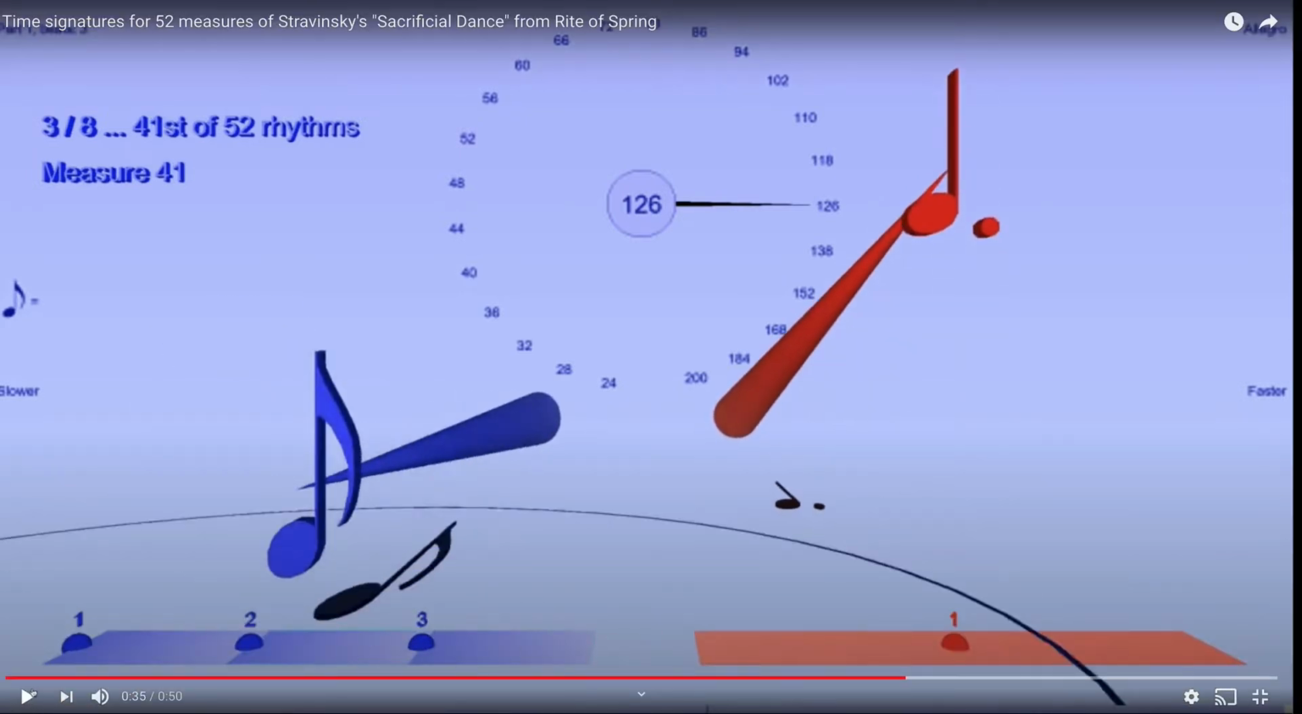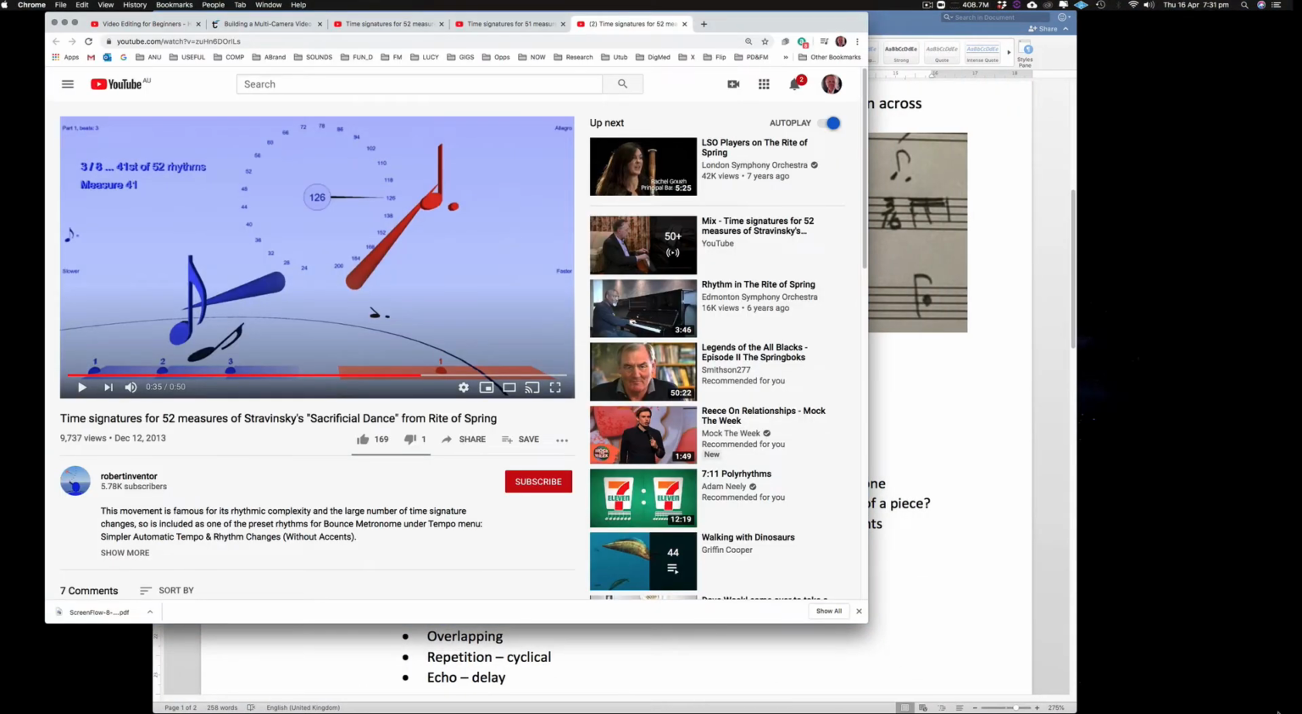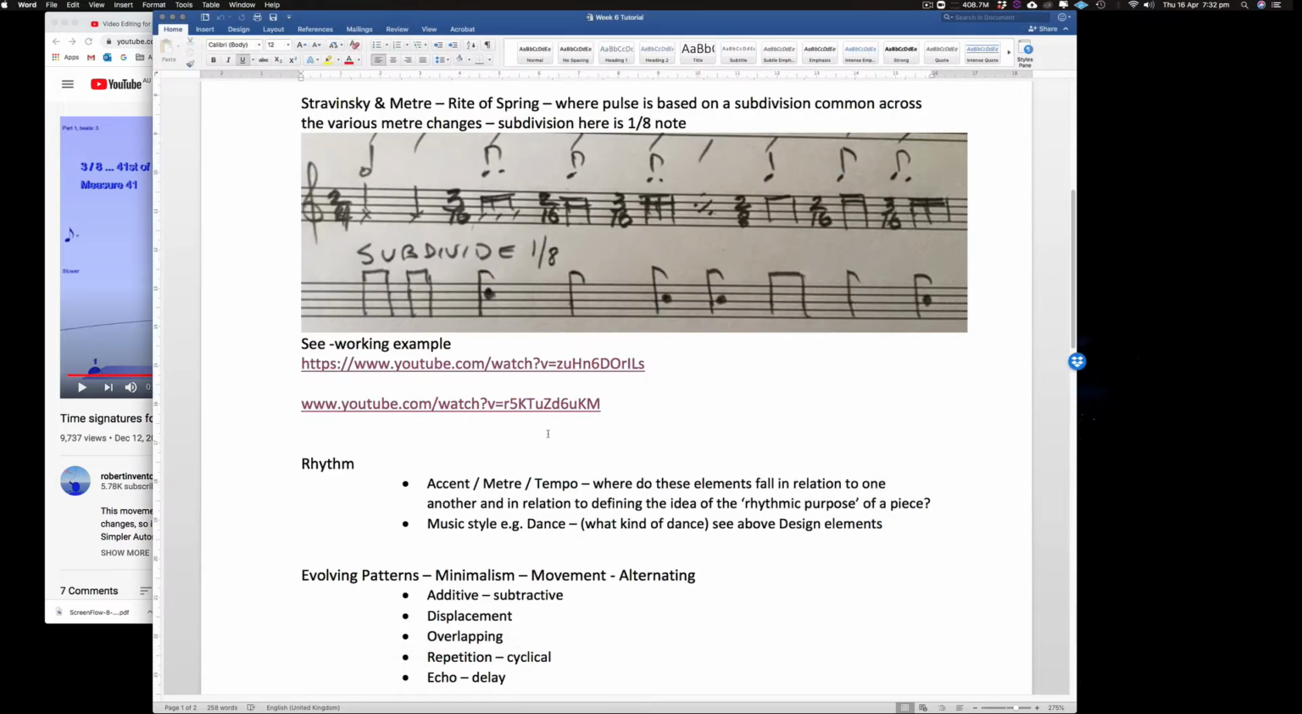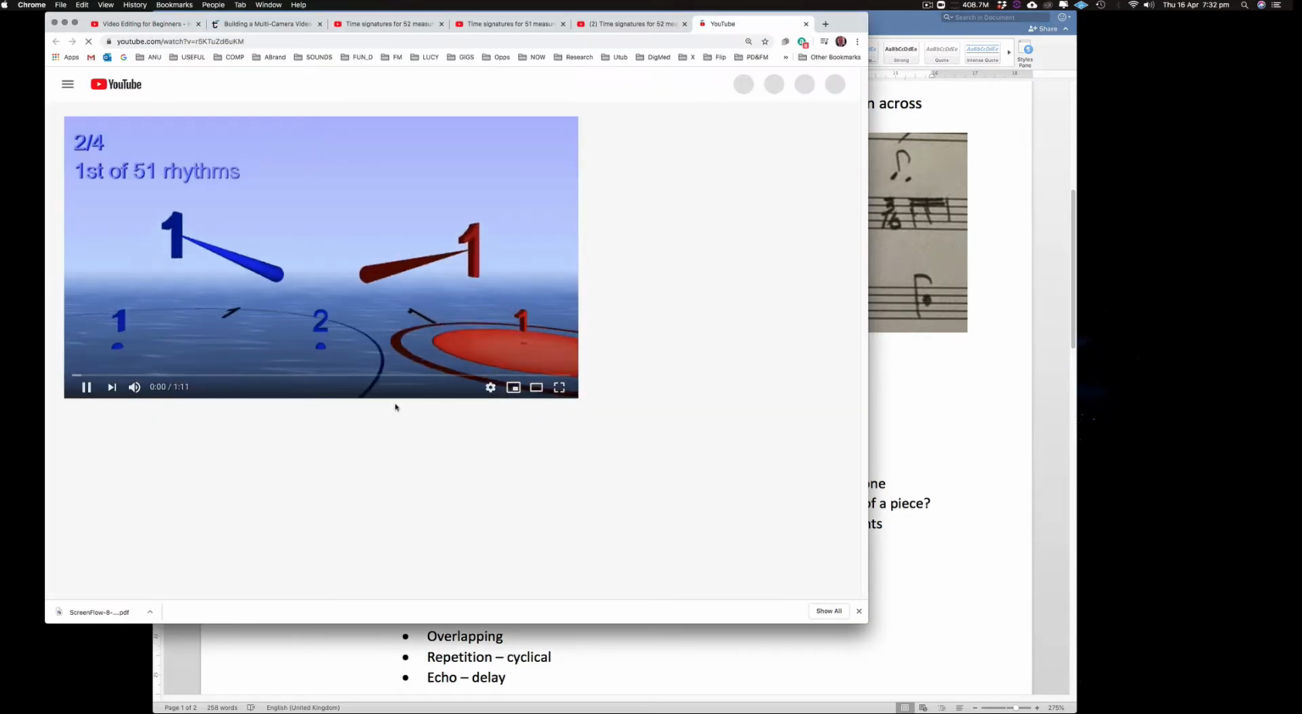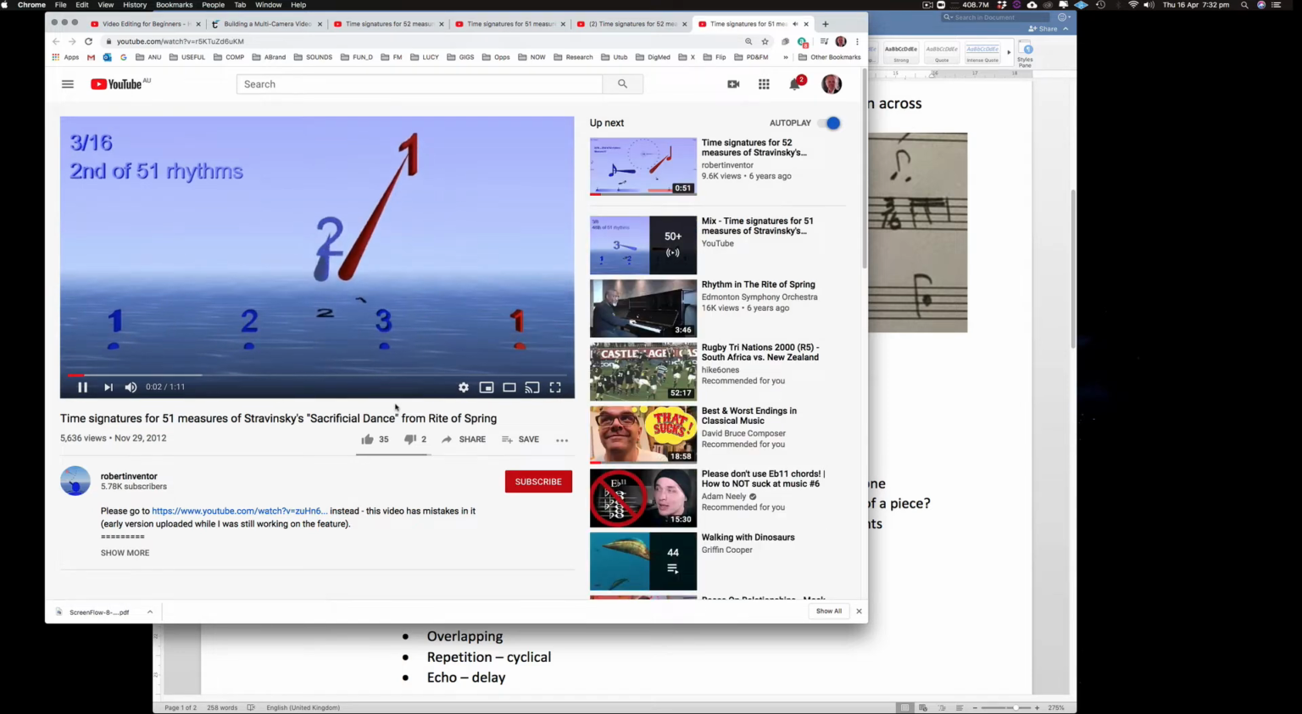Yeah, so you get the idea. That's a fantastic little exercise in demonstrating the potency of metric change, establishing a particular rhythmic design. If we look, there's another one there which I've also put up, which is pretty much the same. I won't play that one.